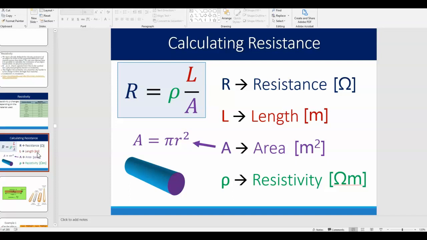Okay, and that makes sense if you think about it, because if you have a wire that's very long, the longer it is, the more difficult it is for charge to flow through that wire.